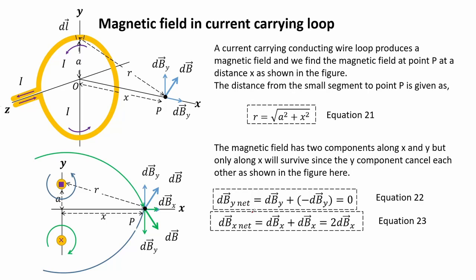A current-carrying conducting wire loop produces a magnetic field, and we find the magnetic field at point P at a distance x as shown in the figure. For curved wires, we apply derivatives by taking a small segment dl of the curved wire. The distance between the small segment dl and point P is given in equation 21. The magnetic field exerted by the segment is pointed upward by some angle. The magnetic field has two components along x and y, but only the x component will survive since the y components cancel each other as shown in the figure here.